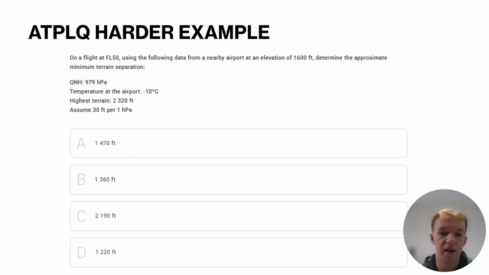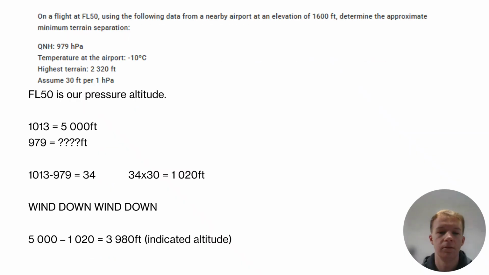But in this case here, we're going to be using our pressure altitude, finding the approximate terrain separation. So from the pressure altitude, we're going to find whatever true altitude we're at. And then we're going to use that and compare it to the terrain height, which is 2,320 feet. And we're going to use that to find out our terrain separation using our true and known terrain heights, which I'll be doing in just a second.